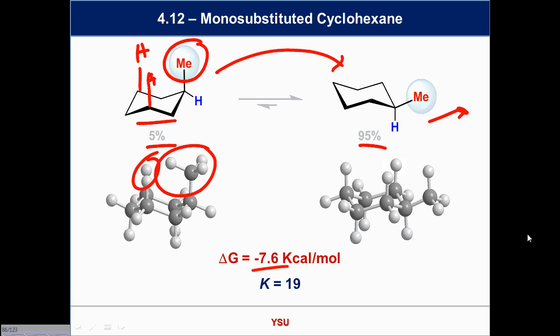Delta G here, there's a big difference now. Pretty big difference in those two structures in terms of their energies. And the equilibrium constant is getting bigger, 19. We're going to get to a point now where you can't go any further, and it's pretty much all one and not the other. But in this case, with a methyl group, some of it will be axial, but most of it will be equatorial.